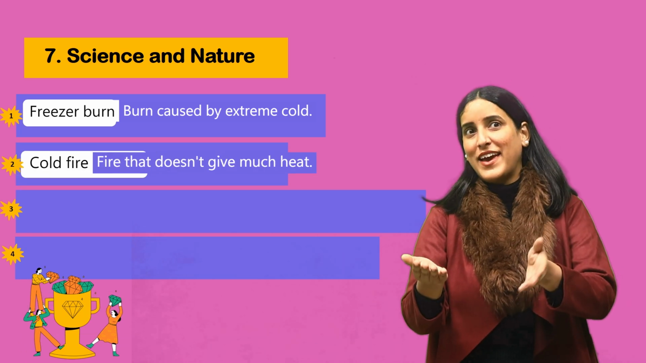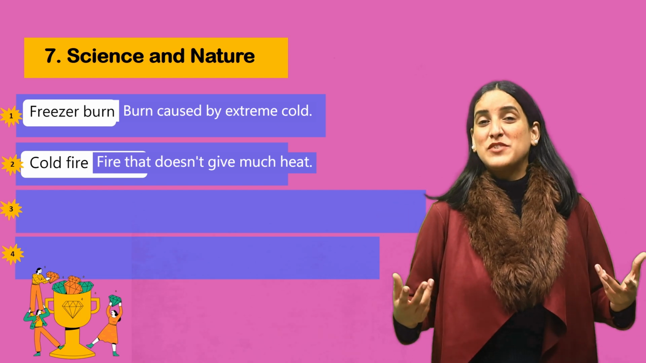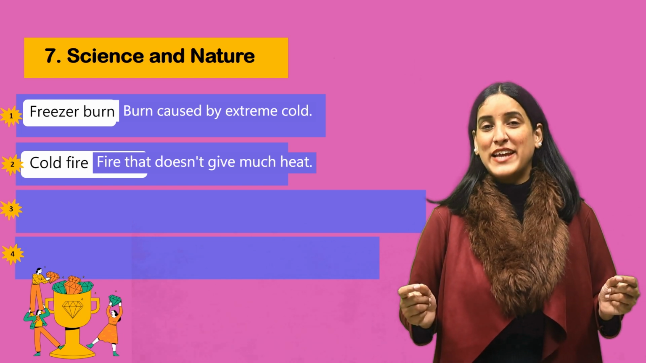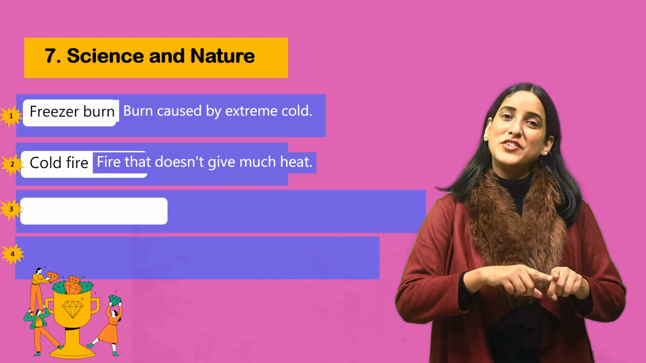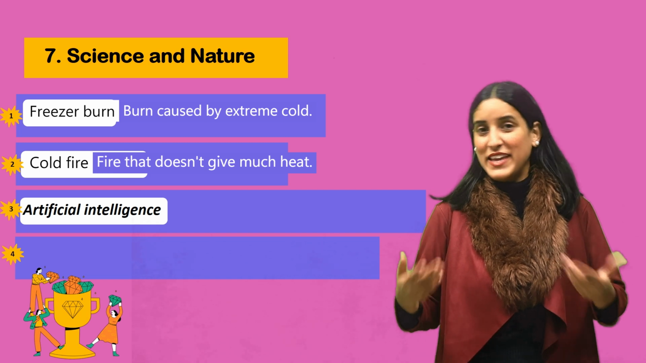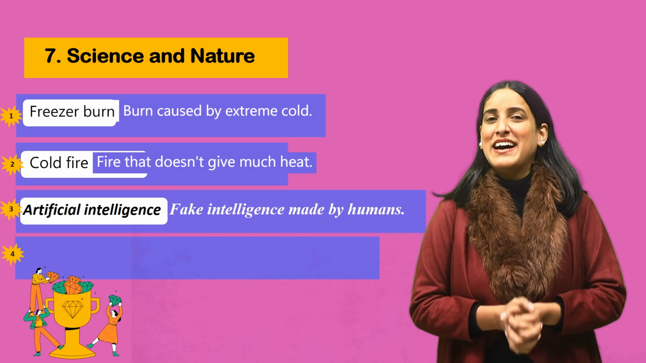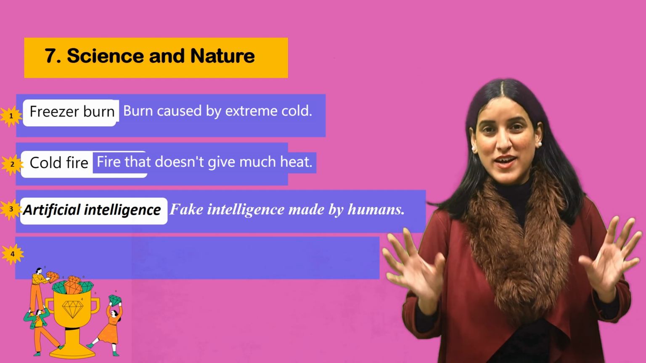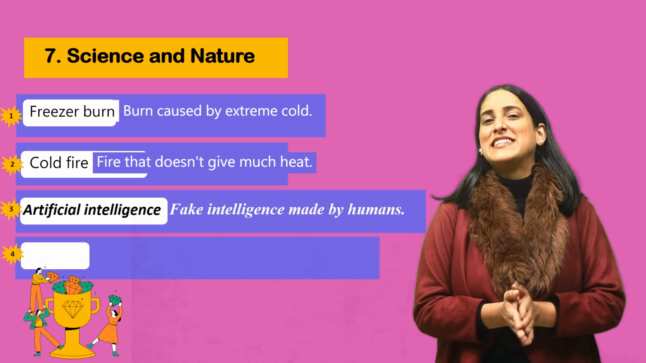Cold fire, again, cold fire, a fantastic oxymoron, which means fire that doesn't give much heat. For example, the special effect created a beautiful cold fire. The next one is artificial intelligence, which means fake intelligence made by humans. I hope you're aware of it. It's all over the globe now, right? AI. Let's use this in an example. Artificial intelligence is transforming the tech industry and the globe in itself.